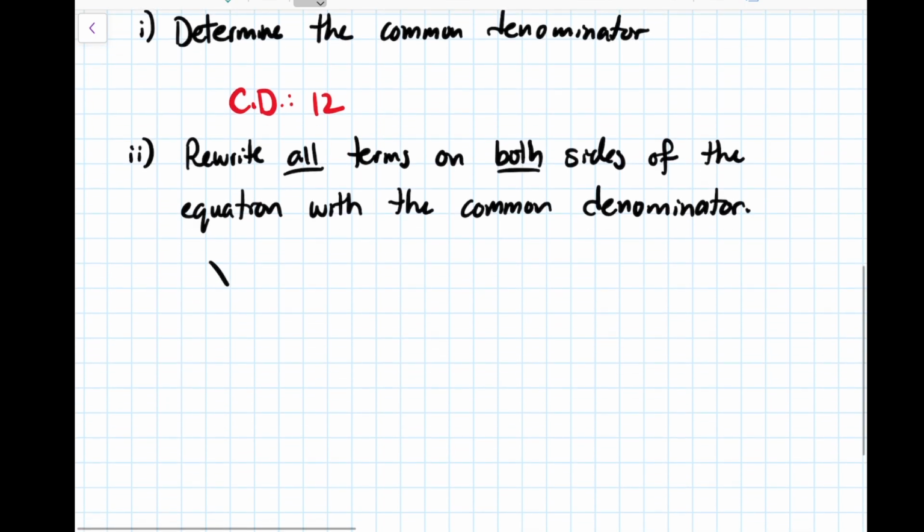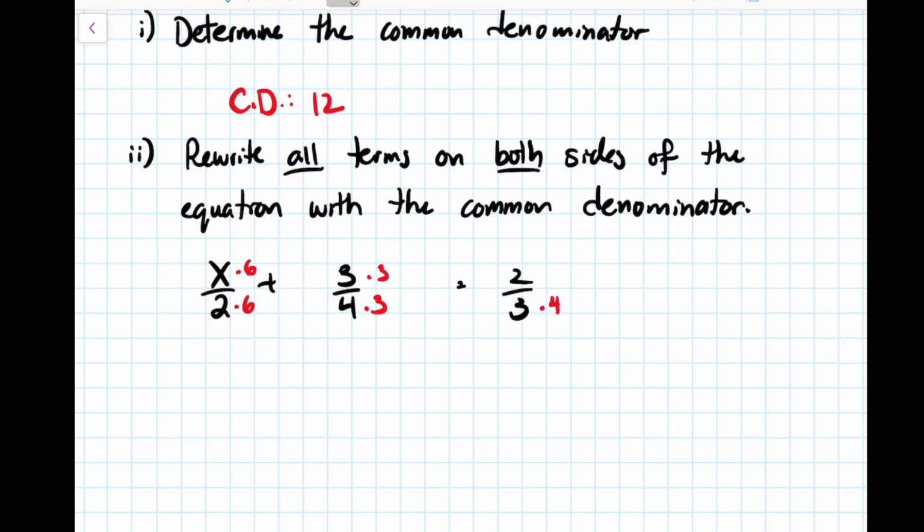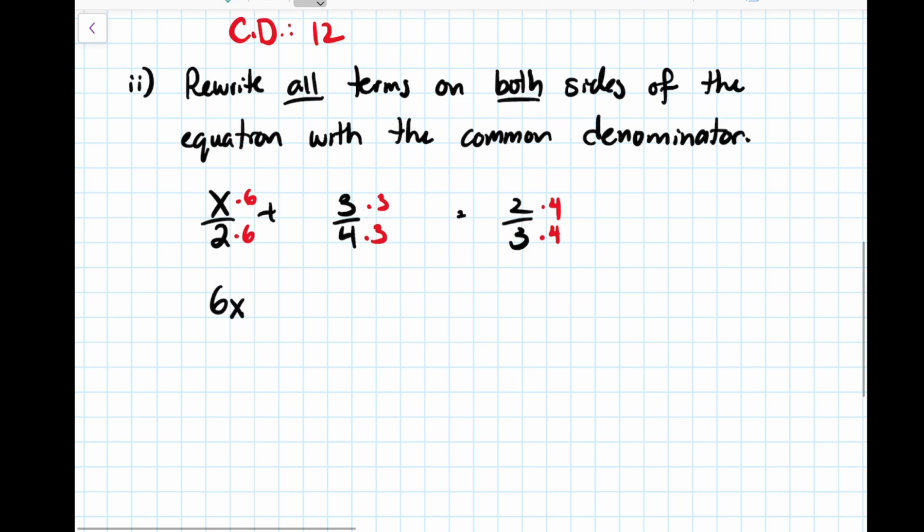So in this case, we have x over 2 plus 3 over 4 equals 2 over 3. And so I want to turn all of those denominators into 12. So I'm going to multiply this first fraction by 6, the second one by 3, and the last one by 4. And that is going to get me 6x over 12 plus 9 over 12 equals 8 over 12.